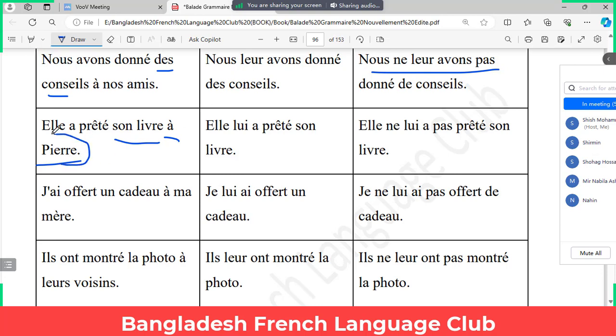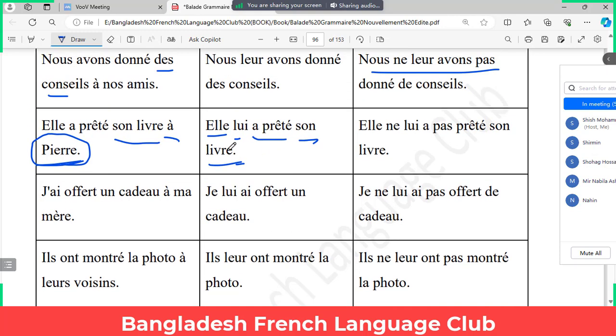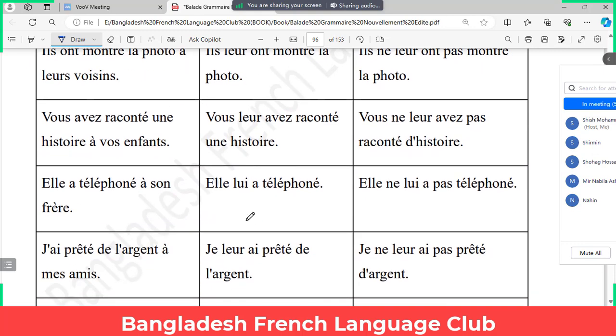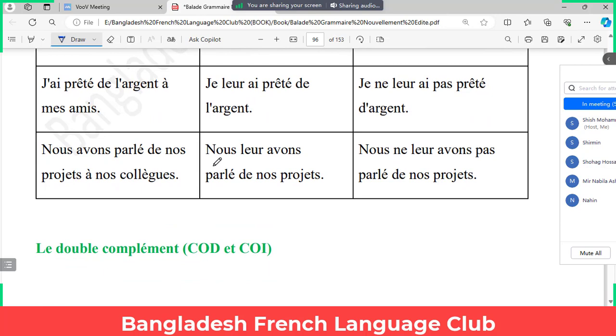So we will change this one, à Pierre. Il lui a prêté son livre. So he lent him his book, or he lent his book to him. The same way: il ne lui a pas prêté son livre. I guess you understand, it's not that difficult. So here are more examples. You're requested to go through them, then you will have a better understanding.